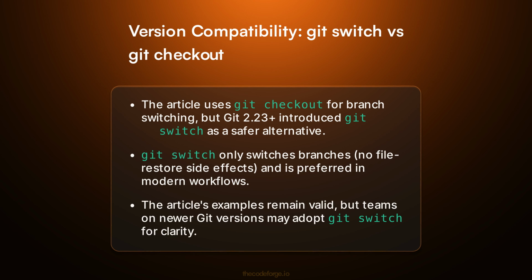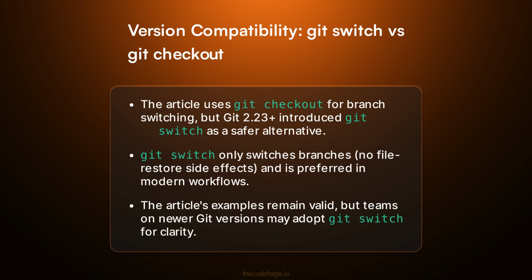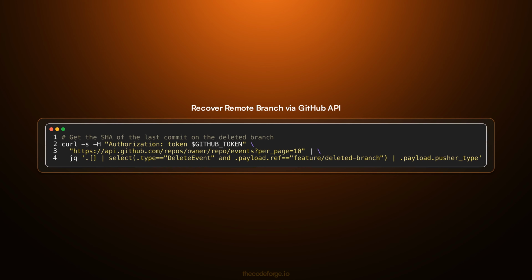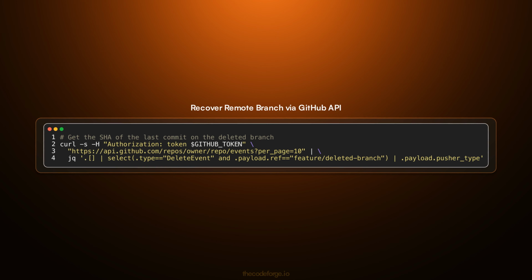The article uses git checkout for branch switching, but Git 2.23+ introduced git switch as a safer alternative. Git switch only switches branches, no file restore side effects, and is preferred in modern workflows. The article's examples remain valid, but teams on newer Git versions may adopt git switch for clarity. If a remote branch is deleted and no local copy exists, GitHub's API can retrieve the last commit SHA from recent delete event activity. Use this to recreate the branch locally and push it back.